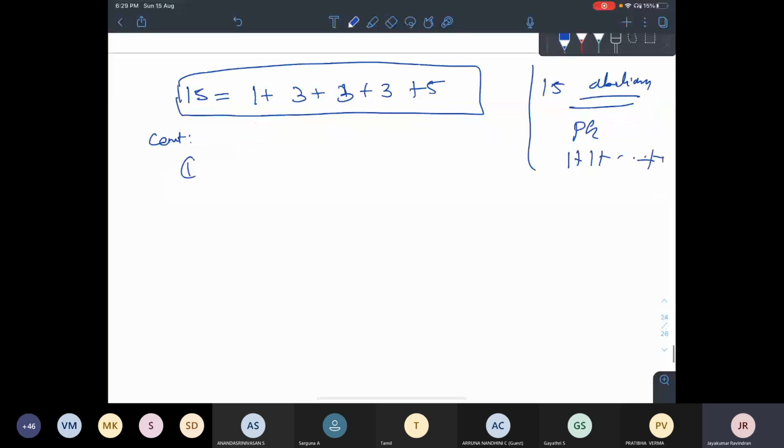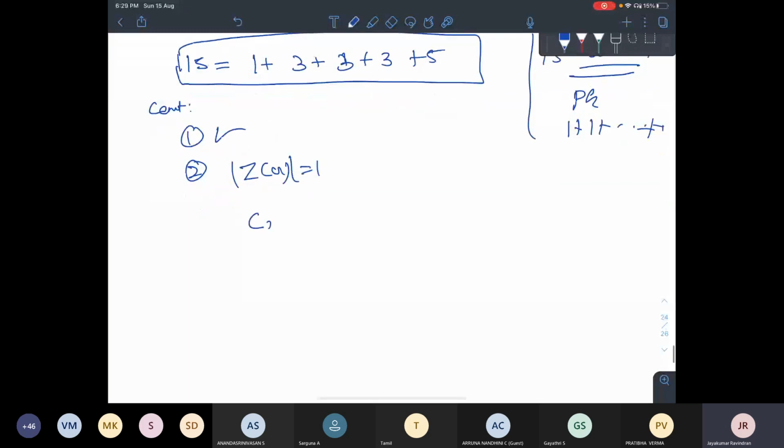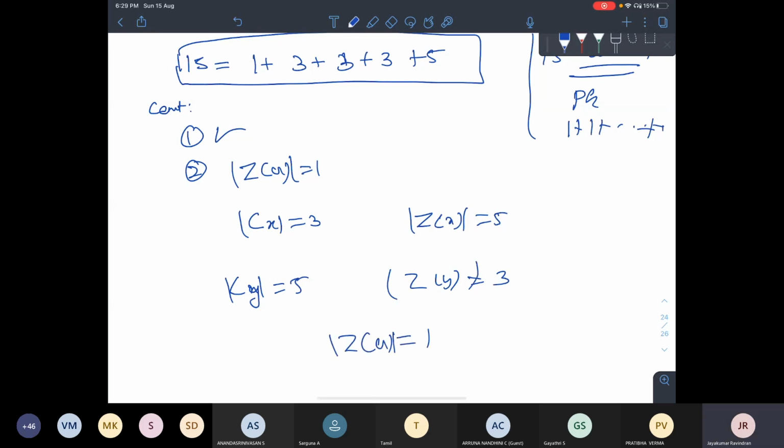The first condition is satisfied; each term is dividing. What about the second condition? The order of Z of G is 1, and that also divides. Okay, fine. What about the third condition? Take the order of Cx equal to 3, then the order of Zx will come as 5. Whenever the order of Cy is 5, the order of Zy will come as 3. Since Z of G is 1, it is always going to divide.